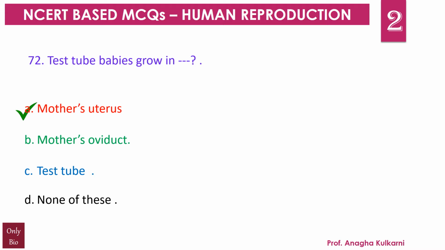oocyte are made to fuse in the test tube. So the first cell of life, that is zygote, is formed in the test tube and hence it's called test tube baby. But after which this structure is implanted in the mother's uterus because it has to implant itself in the endometrium of the uterus wherein the baby will start growing in the uterus itself.